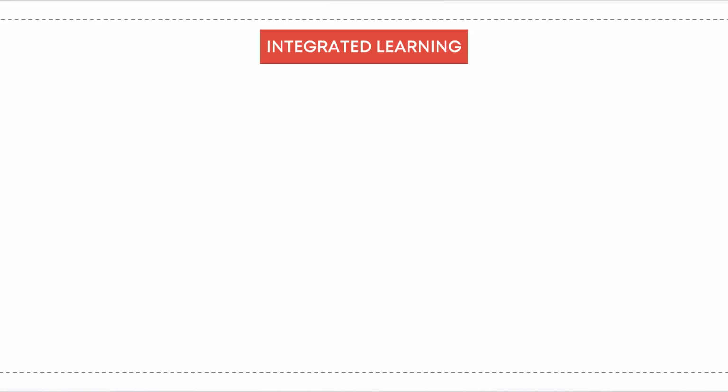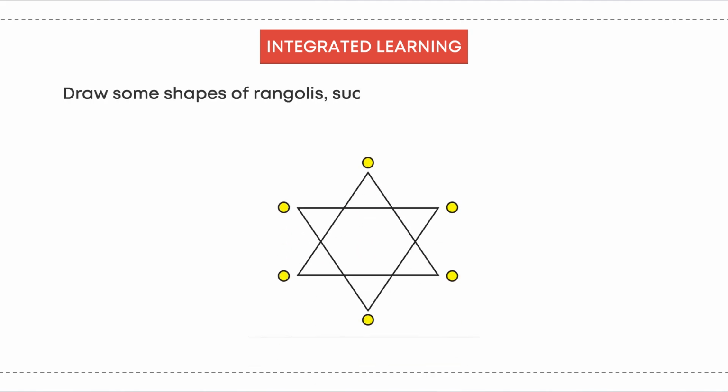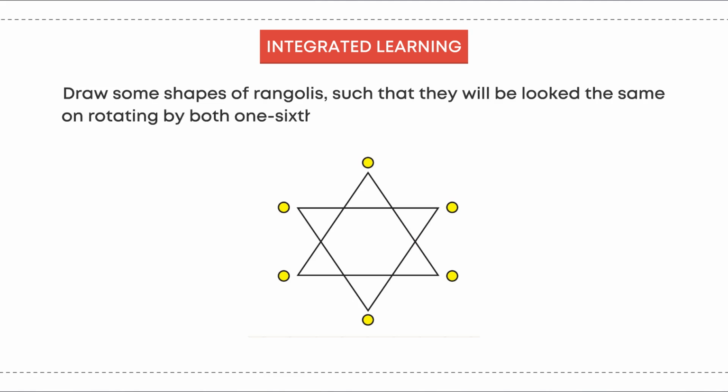Integrated learning. Draw some shapes of rangolis such that they will look the same on rotating by both one-sixth and one-third turn. One is made for you.